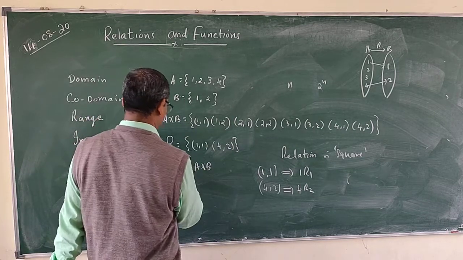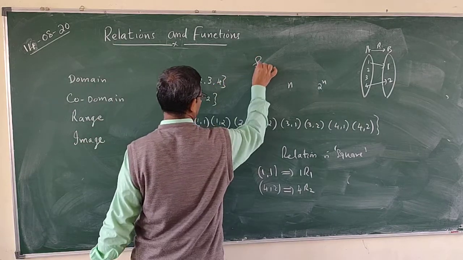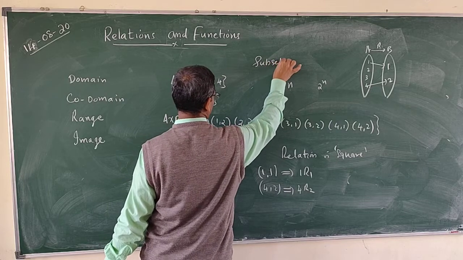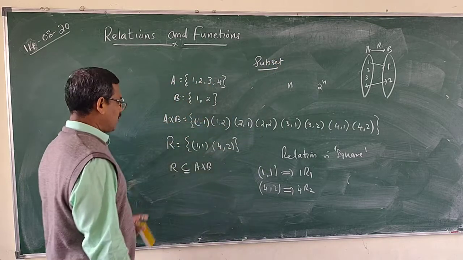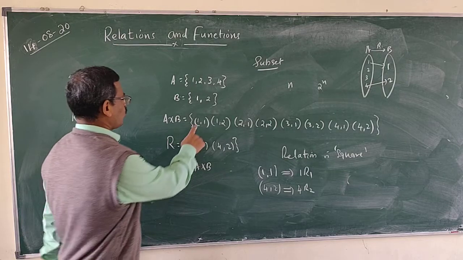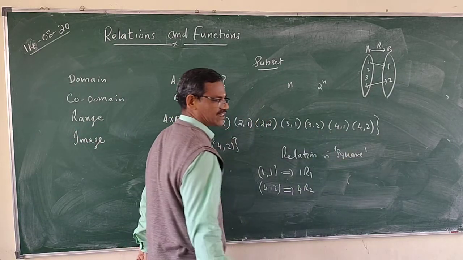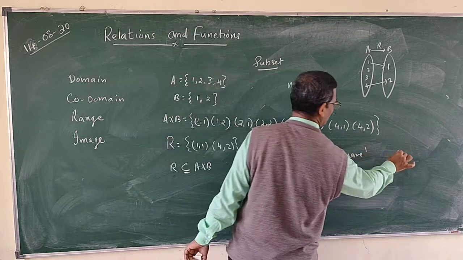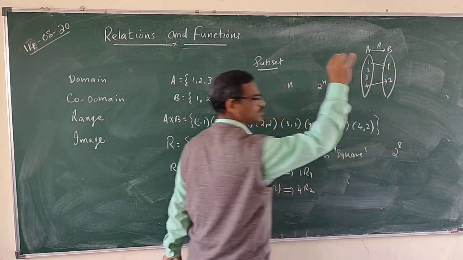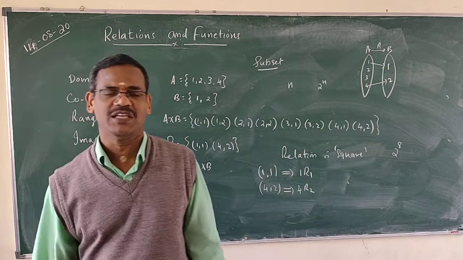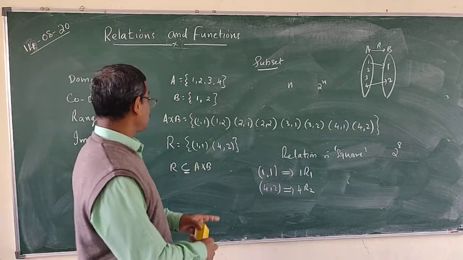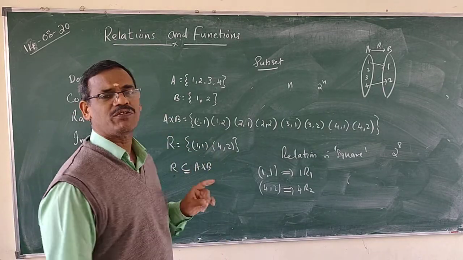Now I told the relation is a subset of the product set. Now you can see that 1, 2, 3, 4, 5, 6, 7, 8 elements are there. When 8 elements are there, how many subsets are possible? 2 raised to 8 subsets are possible in that case. So that means 2 raised to 8 relations we can form.